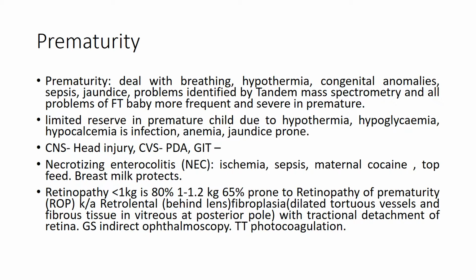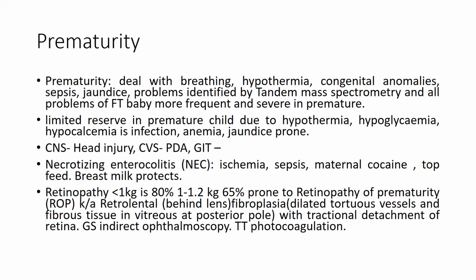So, in the CNS, you can have head injury sustained during birth. You can have patent ductus arteriosus. That's the most common CVS abnormality. In GIT, you have to look for necrotizing enterocolitis, especially because of ischemia, sepsis, maternal cocaine, and top feed. So breast milk protects against necrotizing enterocolitis.